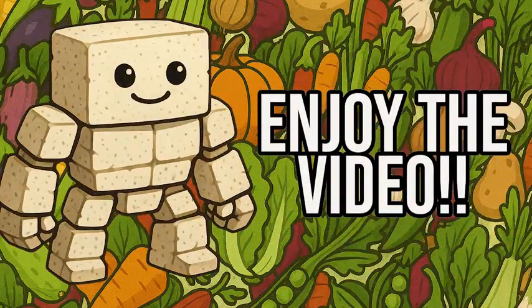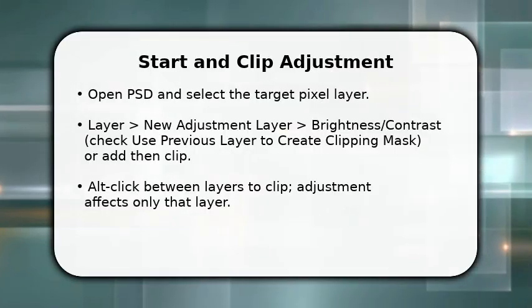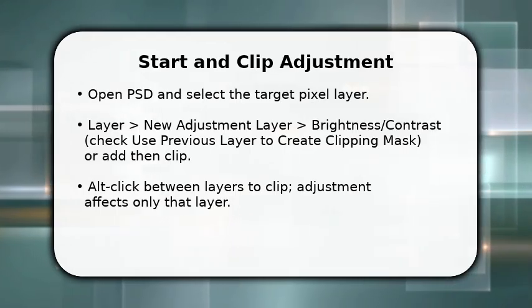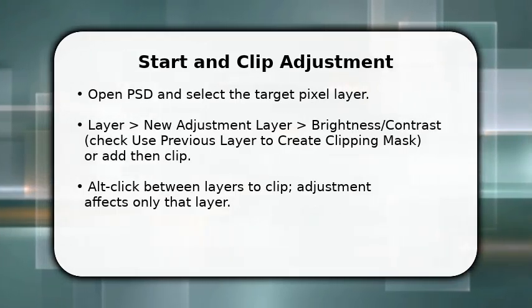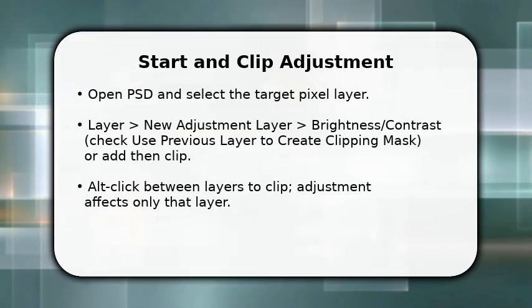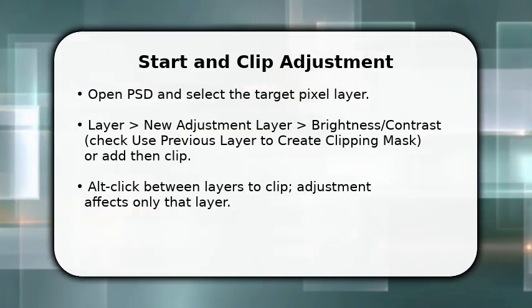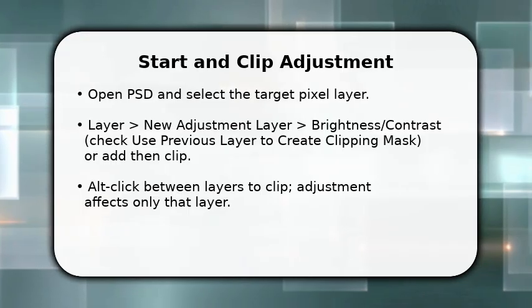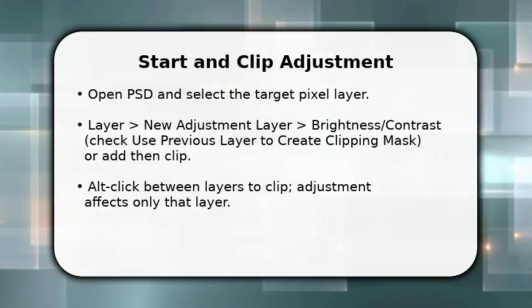Please enjoy the video. You'll start by targeting the exact layer you want to change. Select the layer, then add a brightness/contrast or curves adjustment layer. Make sure it's created above the target. Once added, clip the adjustment to the layer. Either check the clipping box when creating or Alt-click the border between the two layers.